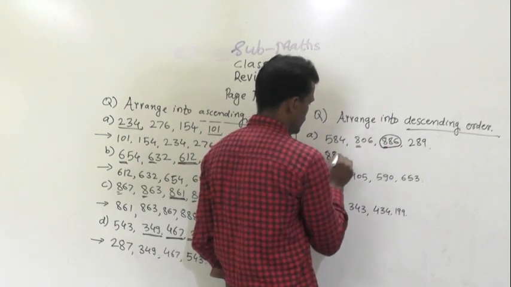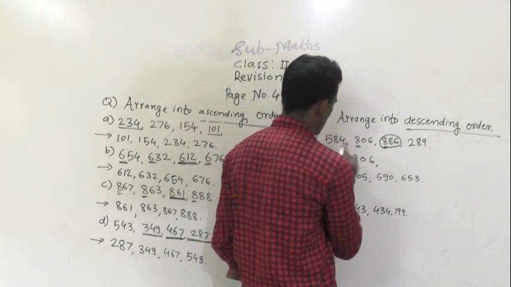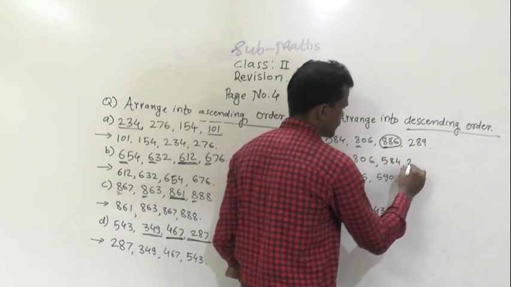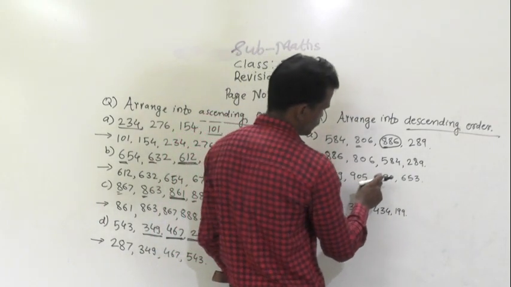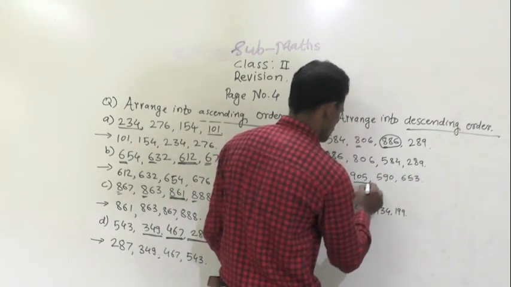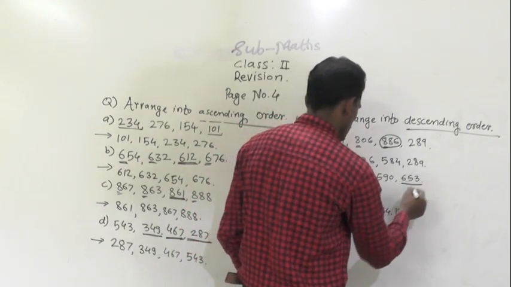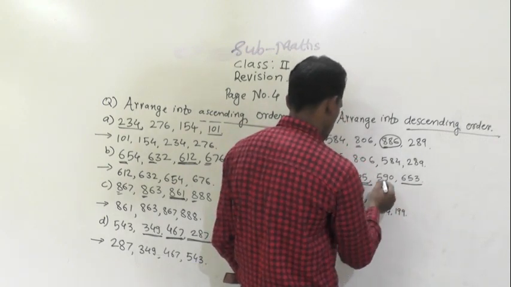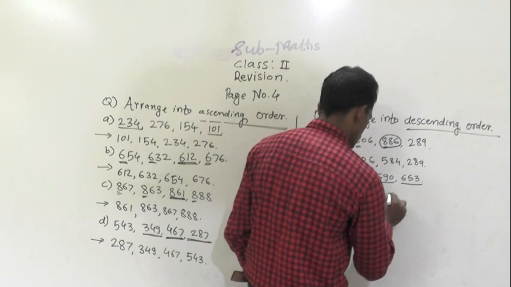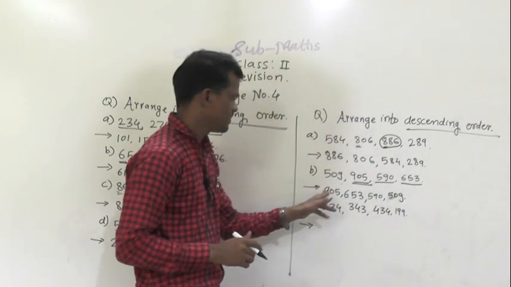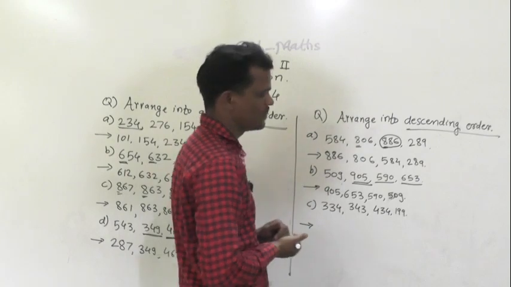So 886 will come at the first position, then 806, then 584, and last 289. Then B: 509, 905, 590, 653. You can observe 905 is the greatest number. After that comes 653, after that 590, and at last 509. So 905, 653, 590, 509. This is the descending, or big to small, order.